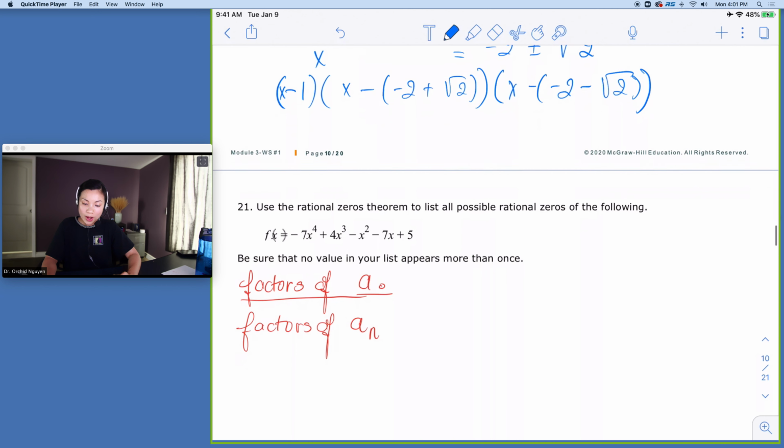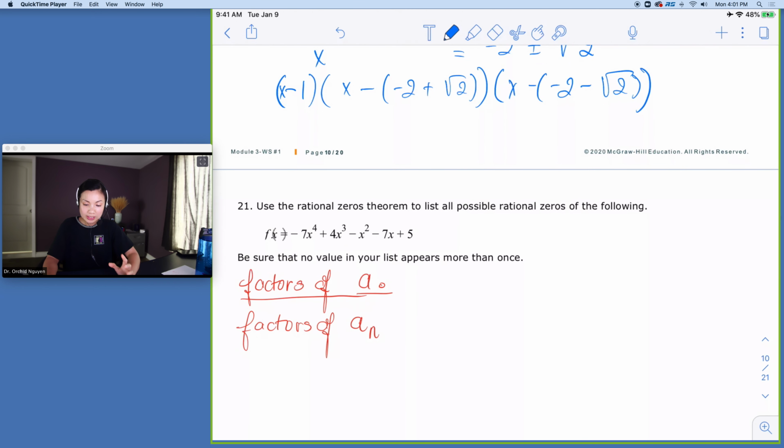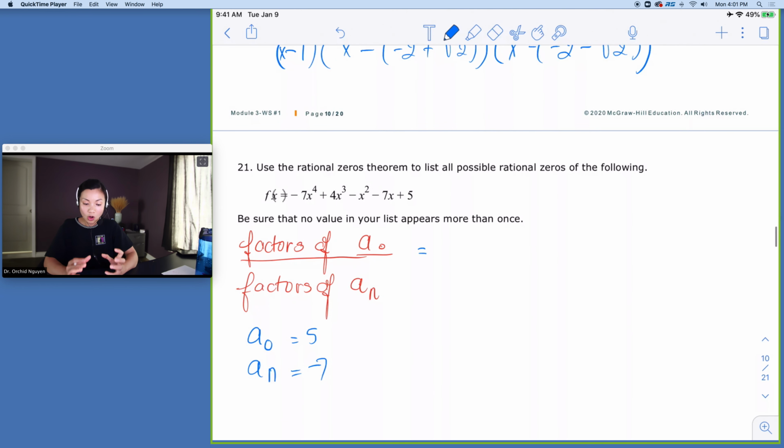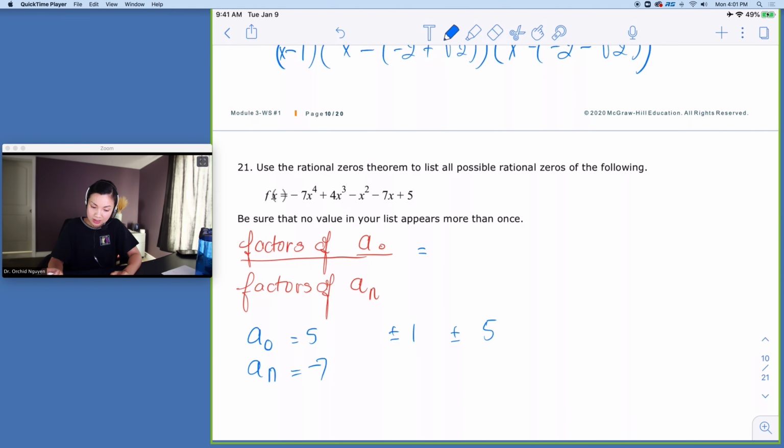Okay, now rational zero theorem, pretty much you list all the possible rational zeros. Pretty much you have all the factors of a naught, and all the factors of an. In this case, a naught is 5 and an is -7. So if you list all the factors, all the factors of a naught are plus and minus 1, plus and minus 5. And then we have plus and minus 1, plus and minus 7 for an.